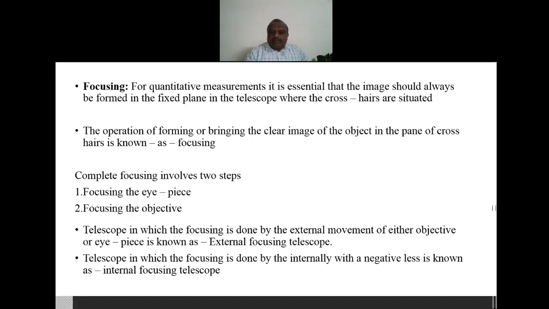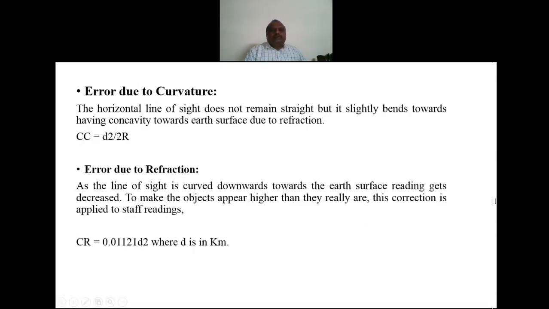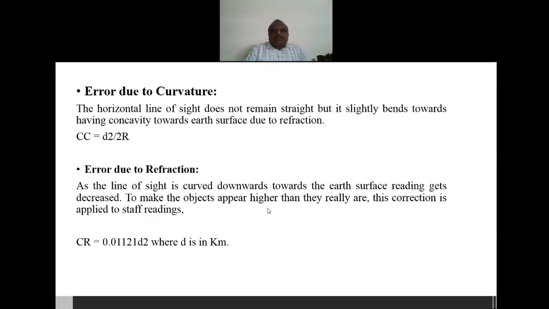And the last thing is we should concentrate on error due to curvature and error due to refraction. The horizontal line of sight does not remain horizontal; it slightly tends to curve towards the surface due to curvature. With the line of sight curved down towards the earth's surface, the reading gets decreased, making objects appear higher than they really are. This correction is applied to staff readings: Cr is equal to 0.0112 D squared, where D is in kilometers.